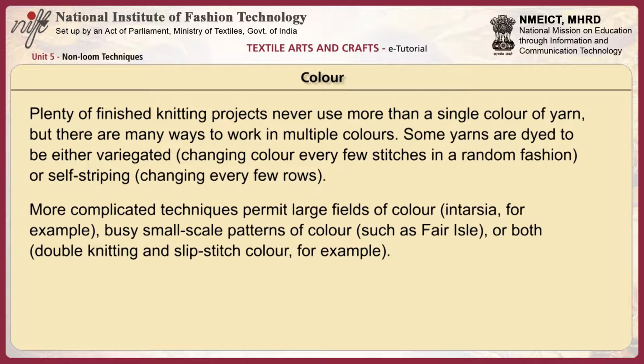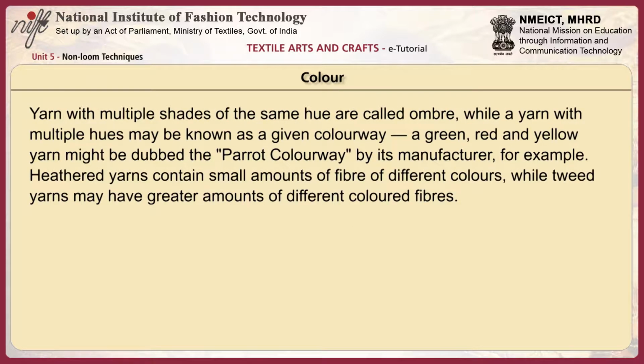or both, double knitting and slip stitch color, for example. Yarn with multiple shades of the same hue is called ombre, while a yarn with multiple hues may be known as a given colorway. A green, red, and yellow yarn may be dubbed the parrot colorway by its manufacturer, for example. Heathered yarns contain small amounts of fiber of different colors, while tweed yarns may have greater amounts of different color fibers.